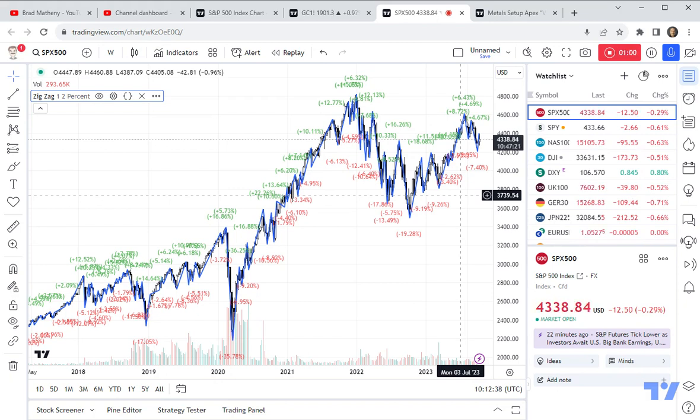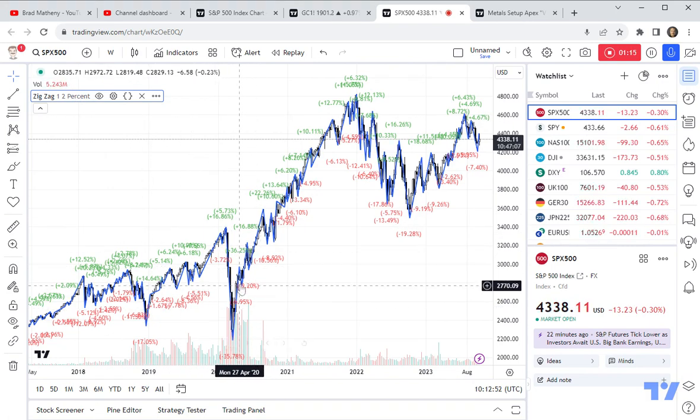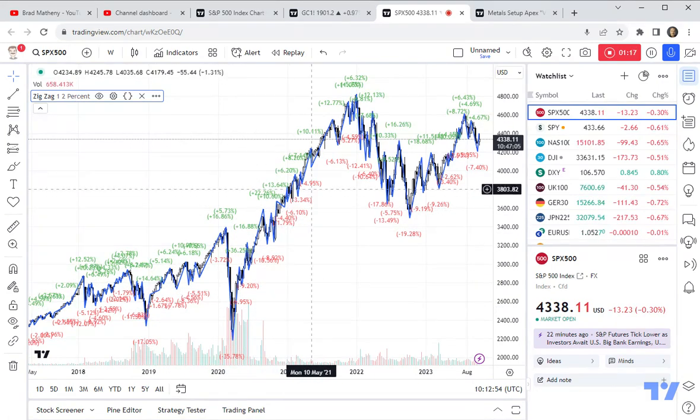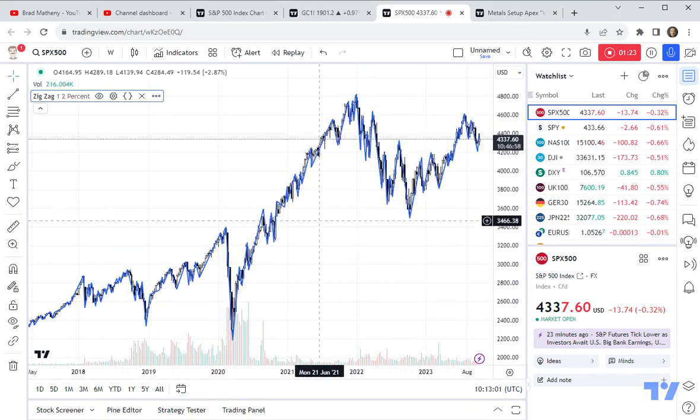I update these every weekend, and I try to make them available to my followers and subscribers. But the long and short of it is we are in a very interesting time frame. Now, I've drawn this zigzag indicator and I've set it up very short term on this weekly basis so you can see what's going on. I'm going to come in here and turn off the percentage numbers, and that gives us a pretty solid price bar.